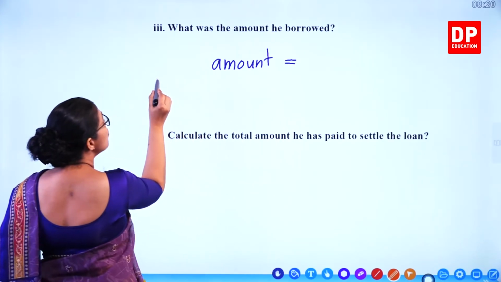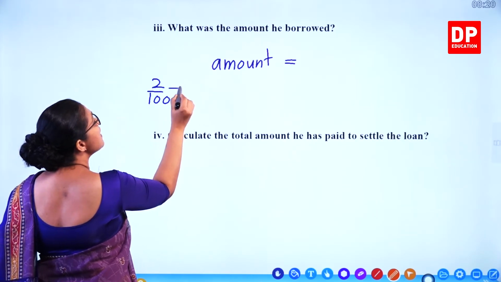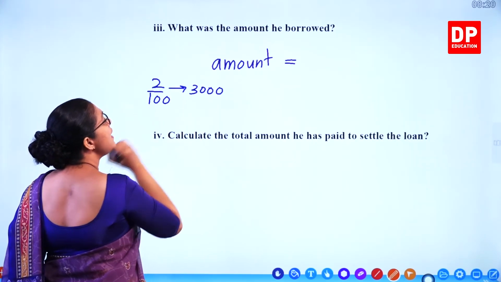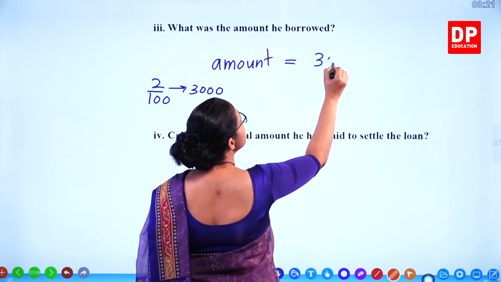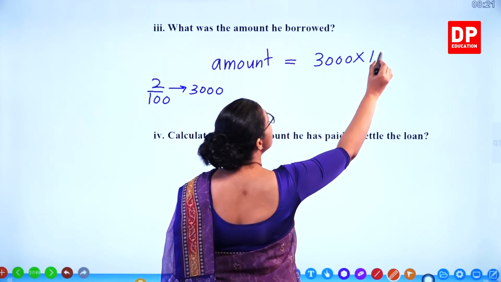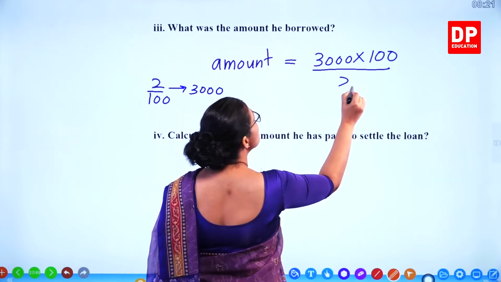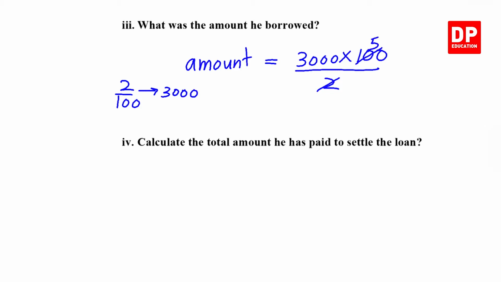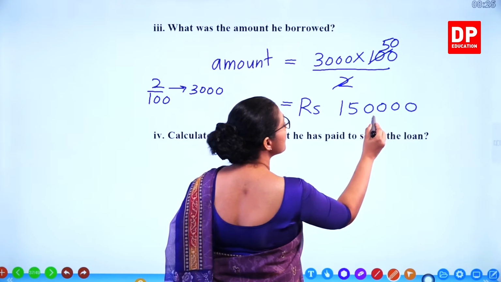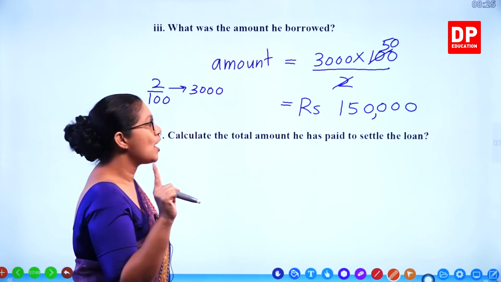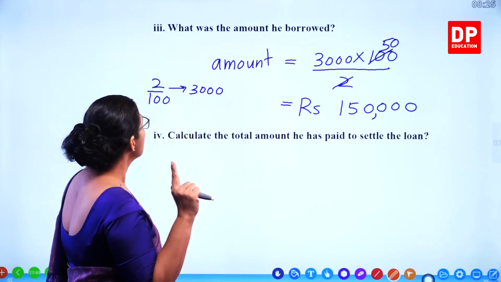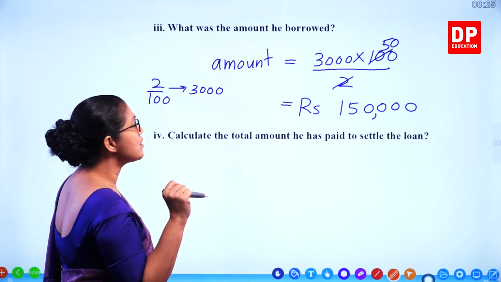You can first write 2% is 3,000. That's the monthly interest. So you have to multiply this by 100 and divide by 2. So you get 50 times this. So what's the amount? Amount is 1, 2, 3, 4, 5 times 3, 15. So you get 150,000 rupees he borrowed. So calculate the total amount he has paid to settle the loan.